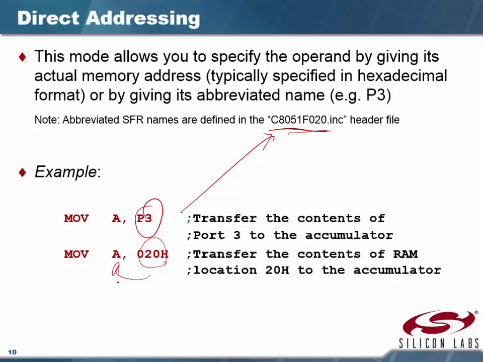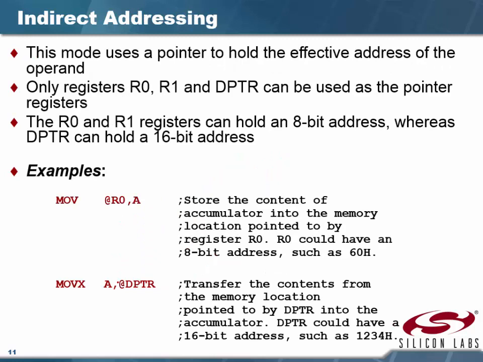Anytime you see a number without anything in front of it, that typically tells you that that's actually a memory location. That's the default addressing mode, is direct addressing. Indirect means that we're going to store an address in R0. Store the content of the accumulator in the memory location pointed to by R0. Should have an 8-bit address. Remember that the move with indirect only works with that 128 bytes on the processor.